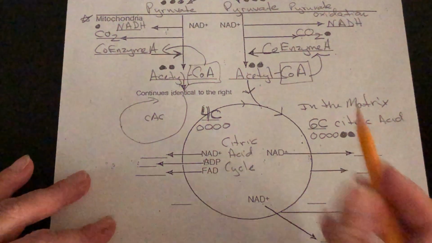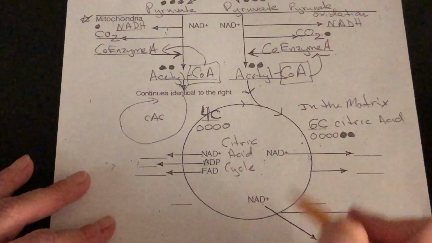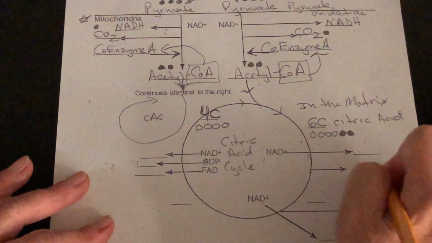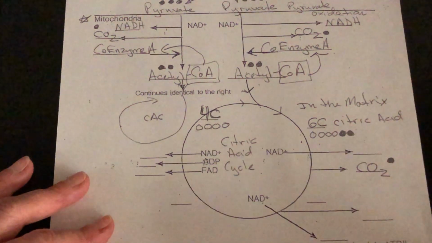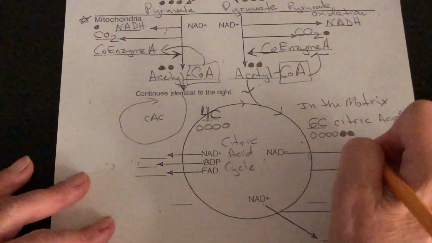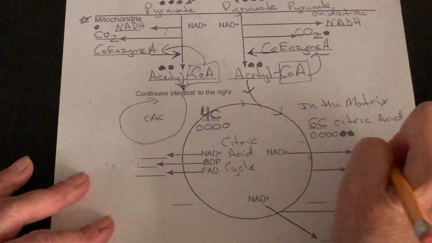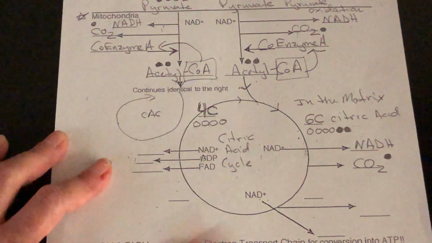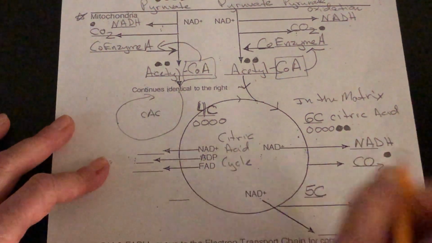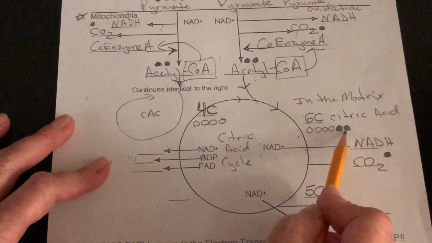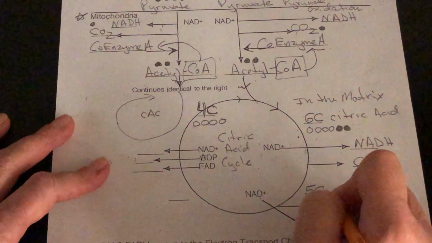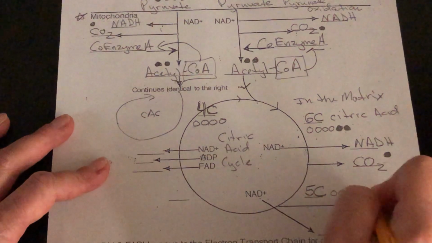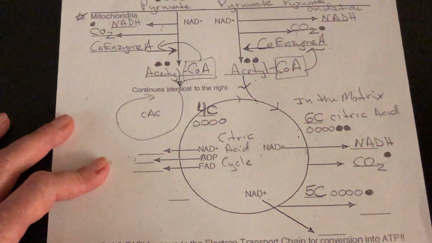Now, one of the first things on this cycle that's going to occur is that a CO2 is going to come off. And when that CO2 breaks off, we're going to make NADH because we're going to release electrons and hydrogens. And that's going to give us a 5-carbon because if you have a 6-carbon and you minus 1, you get a 5-carbon. And that 5-carbon is 1, 2, 3, 4, 5.